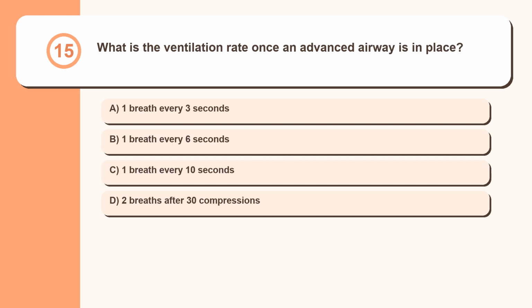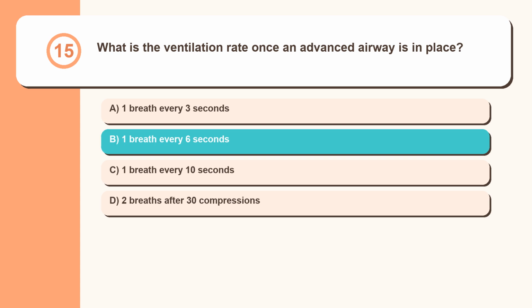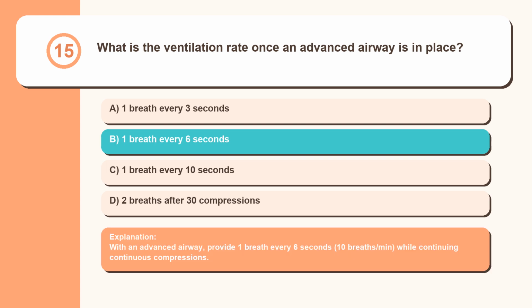Question 15. What is the ventilation rate once an advanced airway is in place? 1 breath every 3 seconds, 1 breath every 6 seconds, 1 breath every 10 seconds, 2 breaths after 30 compressions. With an advanced airway, provide 1 breath every 6 seconds, 10 breaths/min, while continuing continuous compressions.